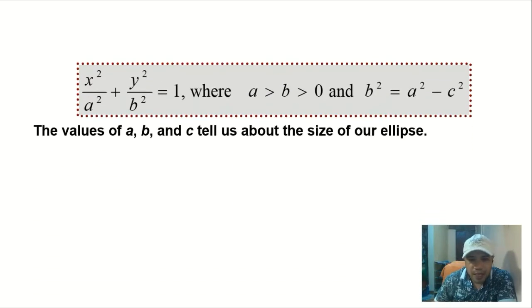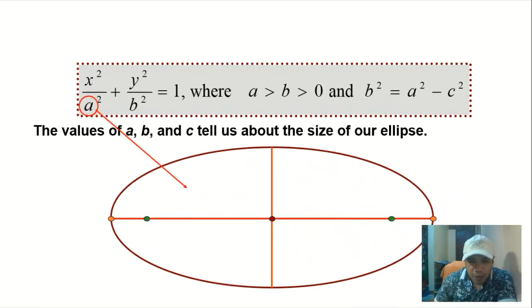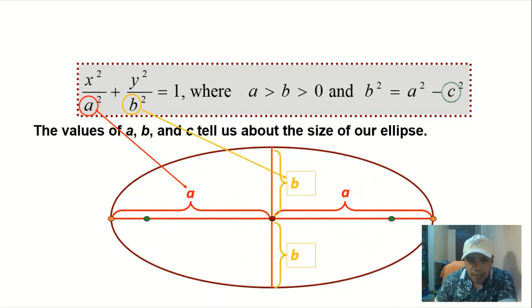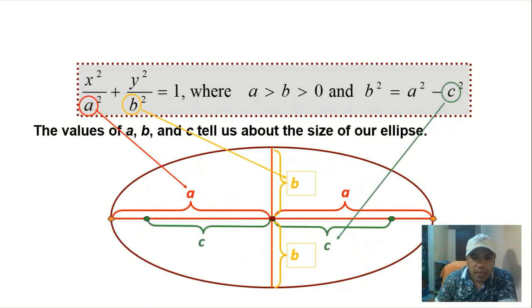Where can we find a and b? So from the equation, that is a, and that will be the major axis, and b will be the basis of the minor axis. So to find c, ito naman si c. But in terms of equation, we will try to use the Pythagorean theorem to find c. So still, as I said, it is a squared is equals to b squared plus c squared.